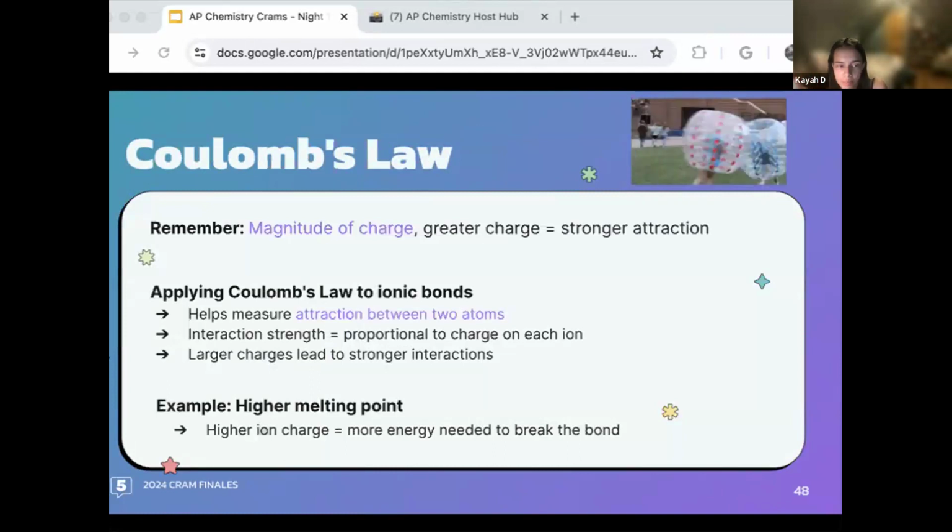For example, with a higher melting point, if you have a higher ion charge, right? So if it's a +3 versus a +1, the +3 will need more energy for the bond to break.